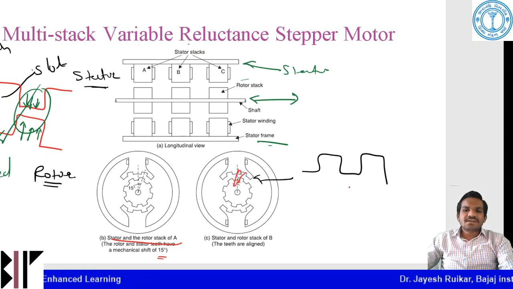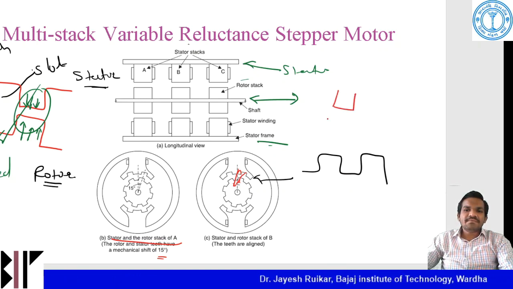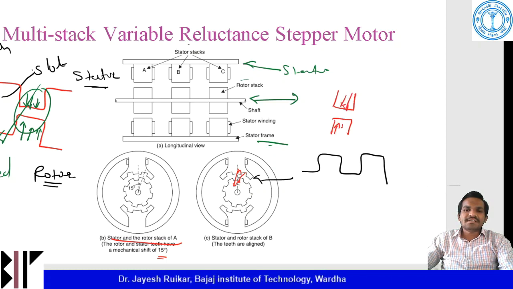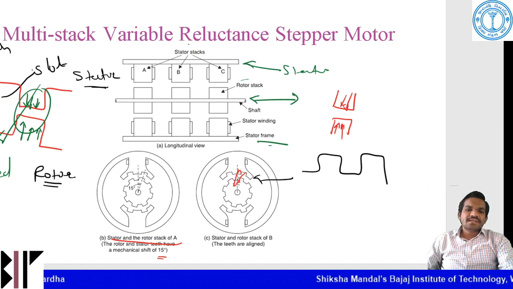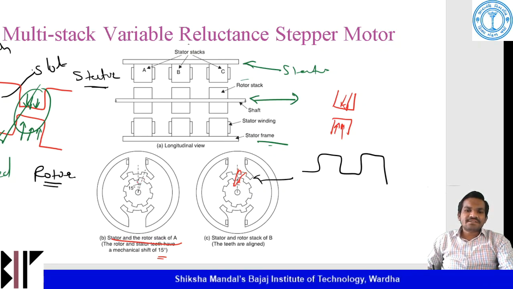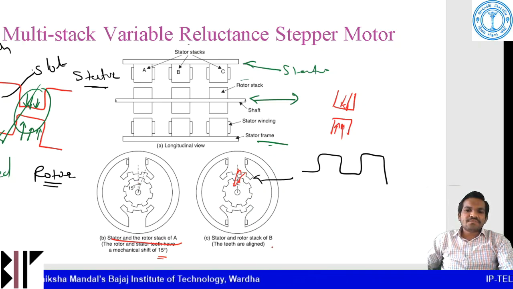Alignment means that the teeth of the rotor will be matched with the teeth of the stator, so they are called aligned. So in this particular diagram it has been shown that the stator and rotor of stack A are rotated by 15 degrees, whereas in this diagram the stator and rotor of stack B are aligned to each other.